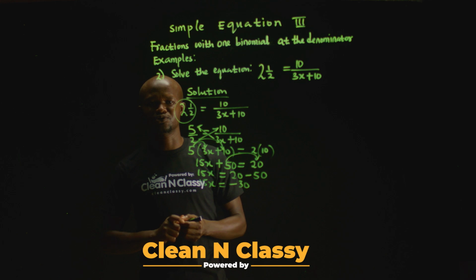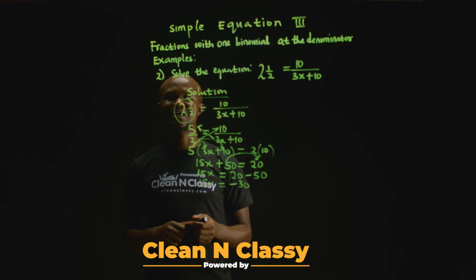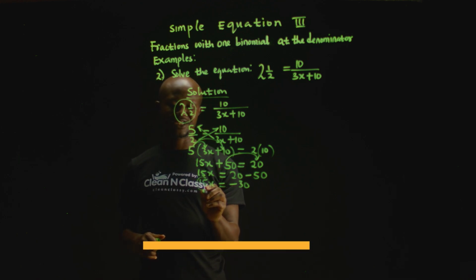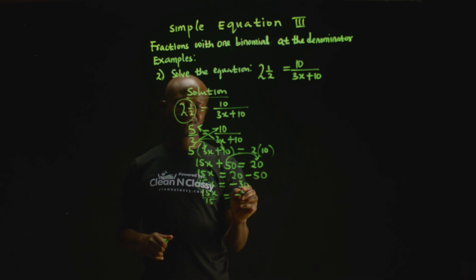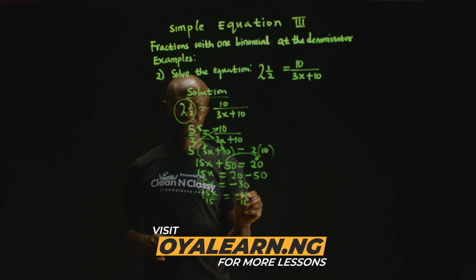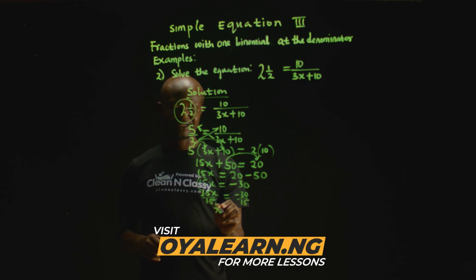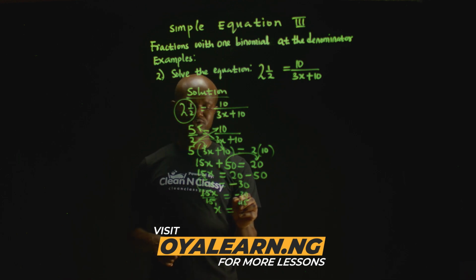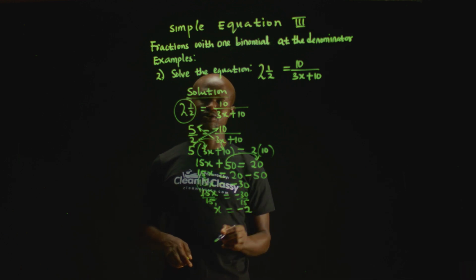So the next thing for us to do is to divide both sides by the coefficient of x. And what is the coefficient of x here? 15. So we are dividing both sides by 15. That will be minus 30 divided by 15. Then 15 here 1, 15 here 1. So x equals to what? 30 divided by 15, we have 2. So minus 30 divided by 15 equals to minus 2.